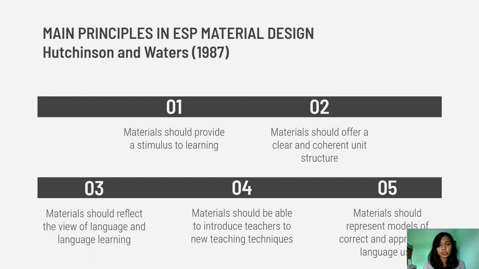Hutchinson and Waters in 1987 list the following main principles that need to be observed in materials writing. Materials should provide a stimulus to learning, since good materials do not teach; they encourage learners to learn. As a result, good materials should contain interesting texts, enjoyable activities which engage the learners' thinking capacities, opportunities for learners to use their existing knowledge and skills, and content which both learners and teachers can cope with.